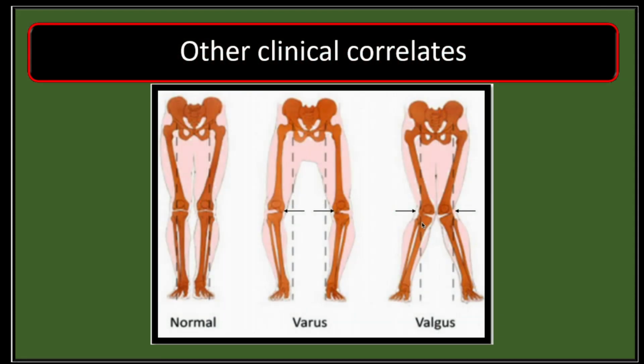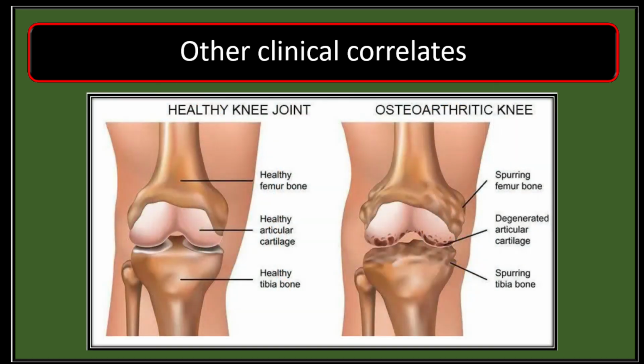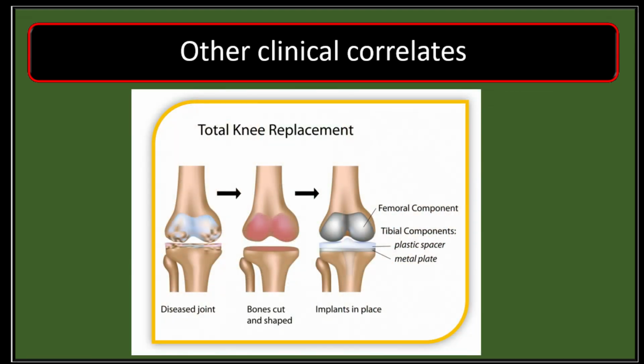Genu-valgum or knock knee is a condition where the angle between long axis of thigh and leg is reduced laterally, while genu-varus is a condition where the angle between the long axis of thigh and leg is increased laterally. Osteoarthritis is a degenerative joint disease, which also occurs in knee joint. Total knee replacement or knee joint arthroplasty can be done in severe destructive arthritis of the knee joint.